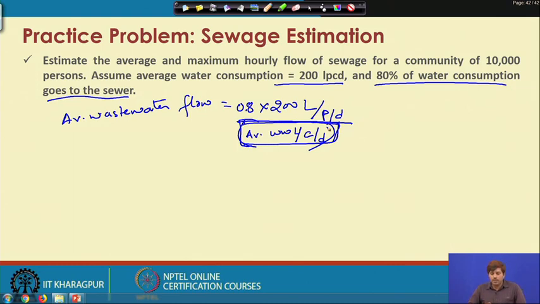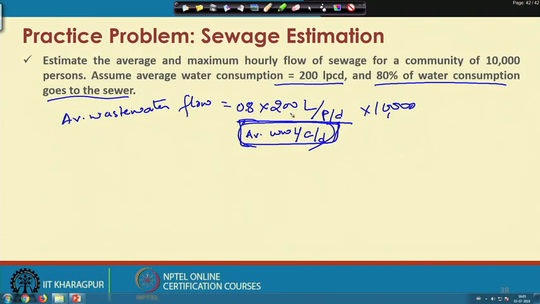Now, this is per person, and the total community size is 10,000 persons. There are 10,000 people. So, if we multiply this with 10,000, what we get now is the average wastewater generated per day. The question of per capita has now finished because we are now estimating for the entire population.